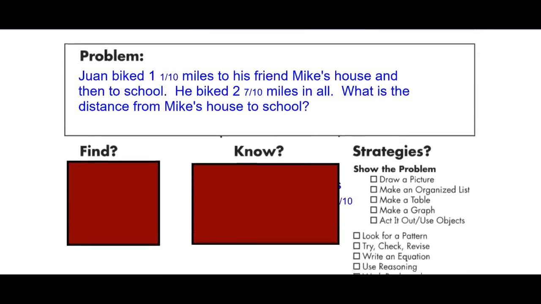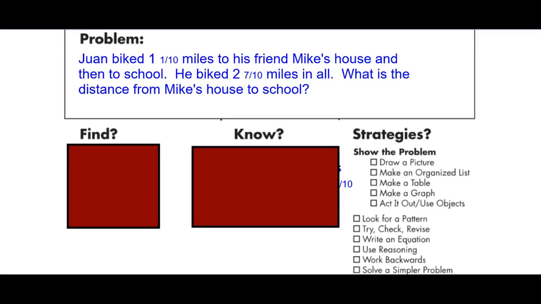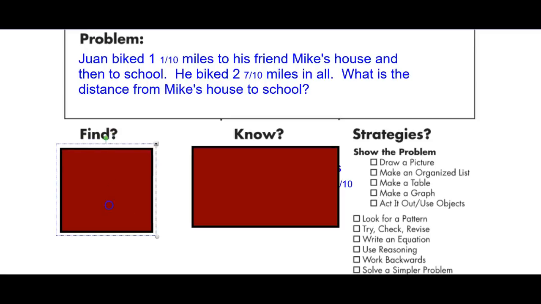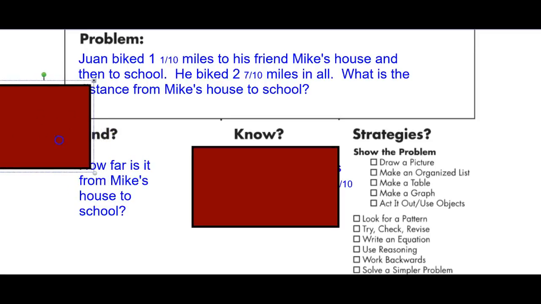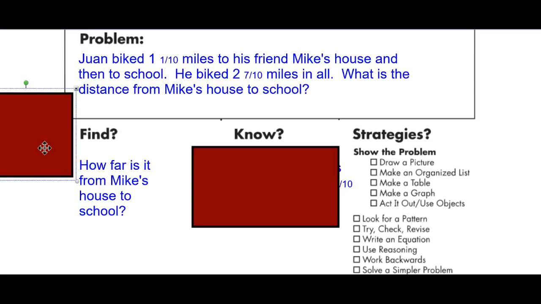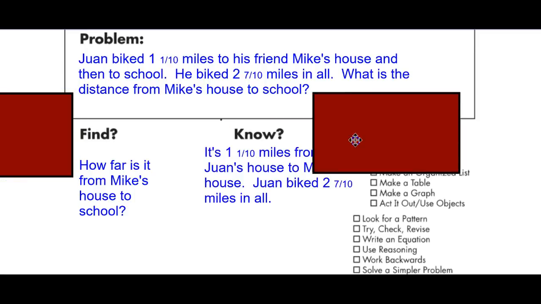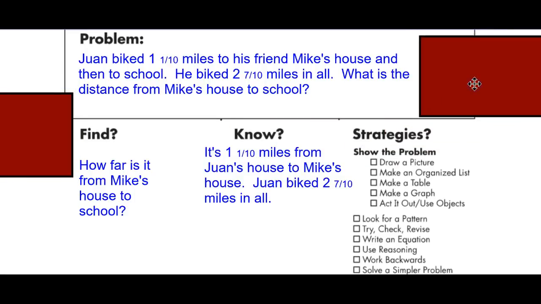So the first thing in our problem solving, we always want to think about what are we asked to find? Well, we are asked to find how far it is from Mike's house to school. So when we think of that, we need to think, well, what do we know? Well, we know that it is 1 1/10 miles from Juan's house to Mike's house. And Juan biked 2 7/10 miles in all.